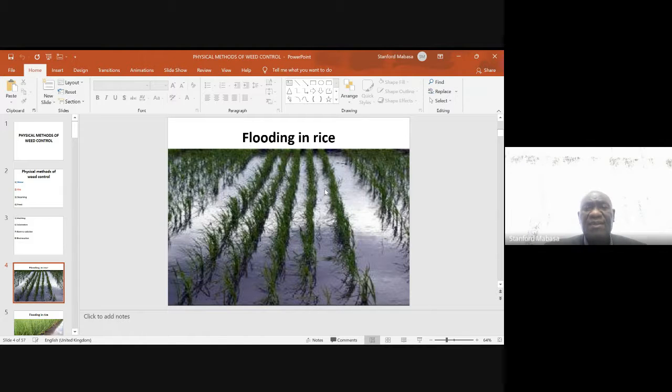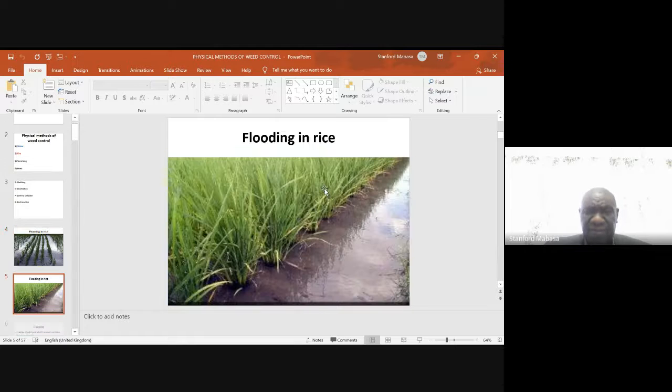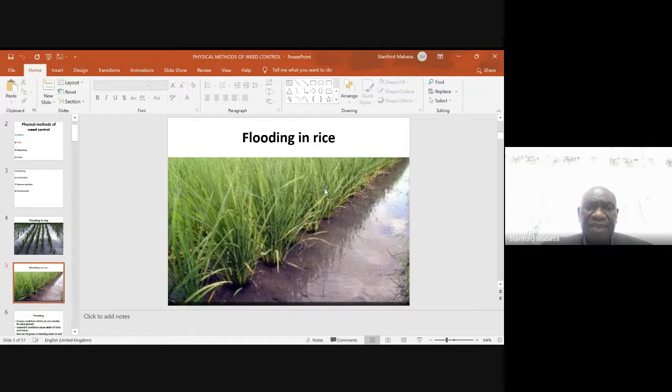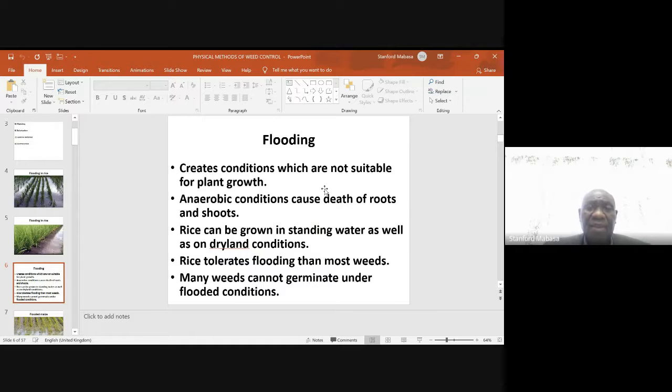Now, flooding can be done in rice. Here, water can be used to kill weeds through flooding, but the rice can survive flooding. So other plants can be killed. Flooding creates conditions which are not suitable for plant growth.